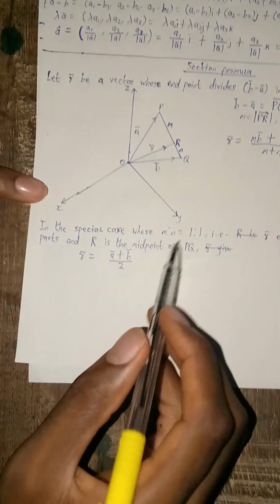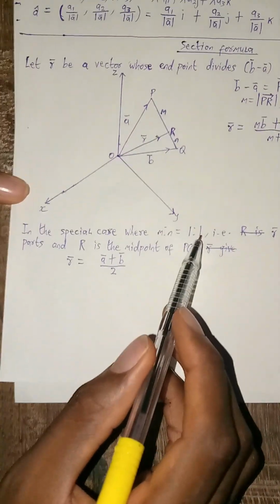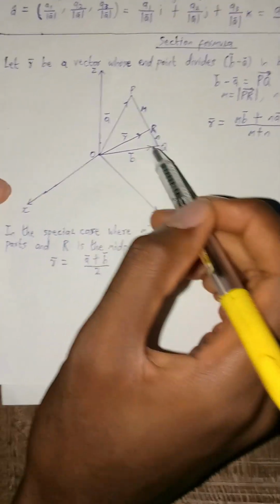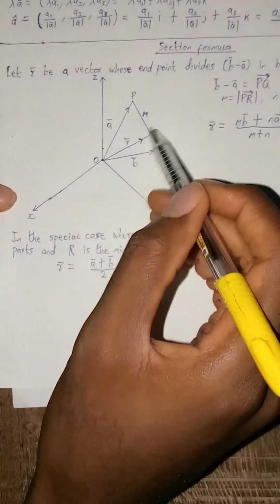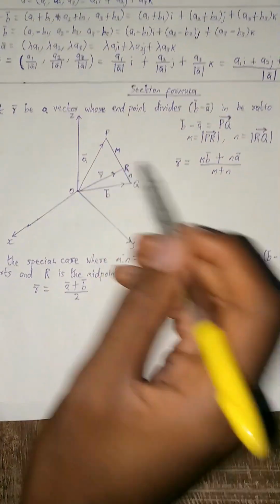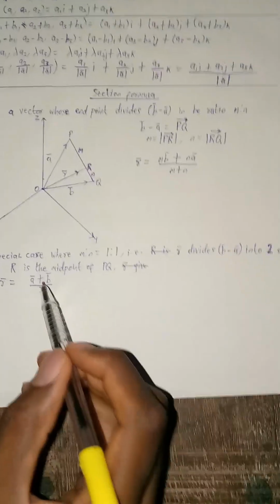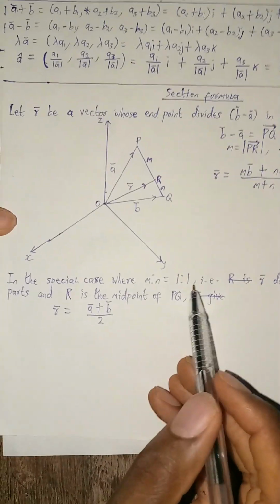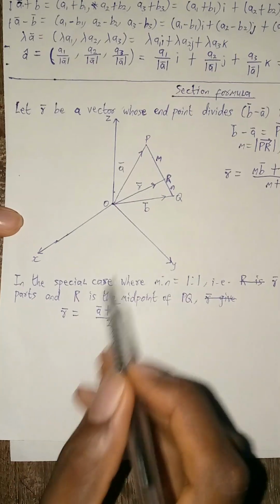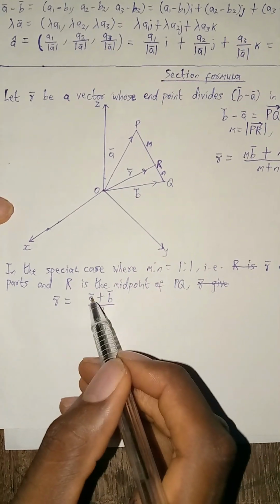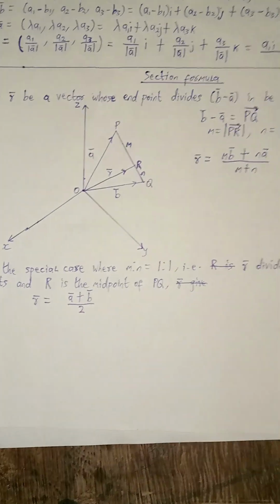Now, a special case is when m is to n is 1:1. If this ratio is 1:1, it means that we are dividing that difference, B minus A, into two equal parts. And when you want to divide something into two equal parts, you take the average, right? So in the special case where m is to n is equal to 1:1, the vector R that divides B minus A in that ratio is just A plus B all over 2.